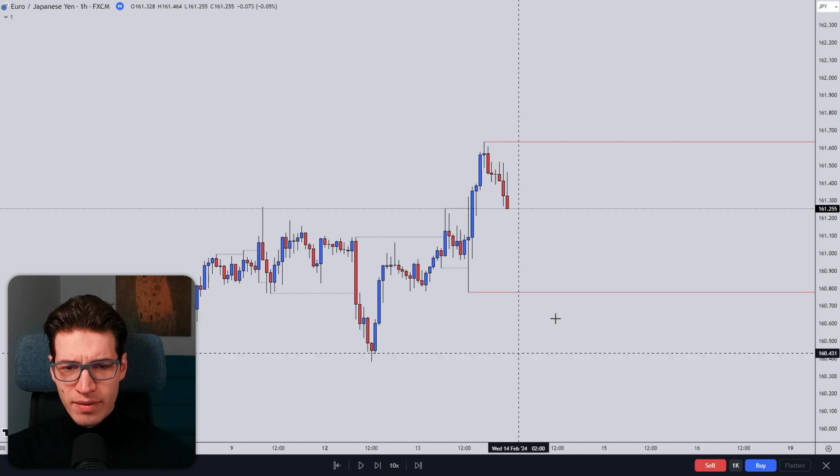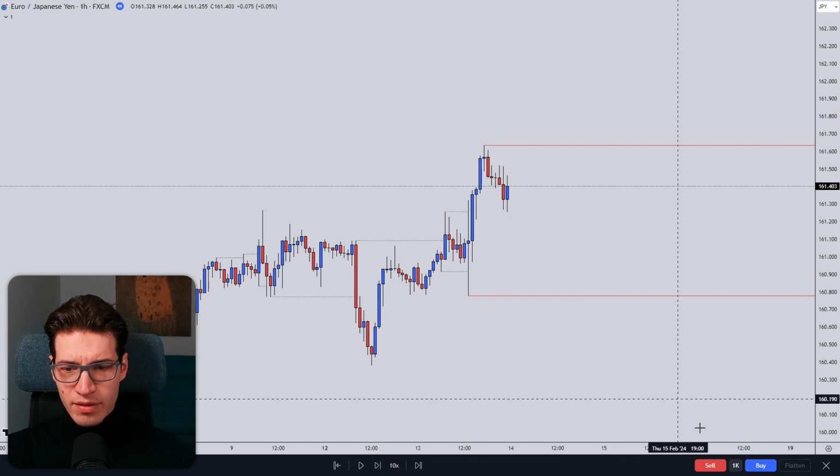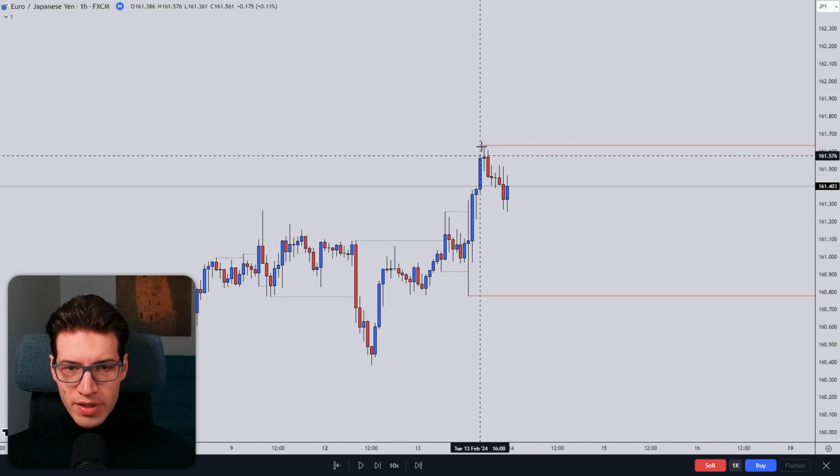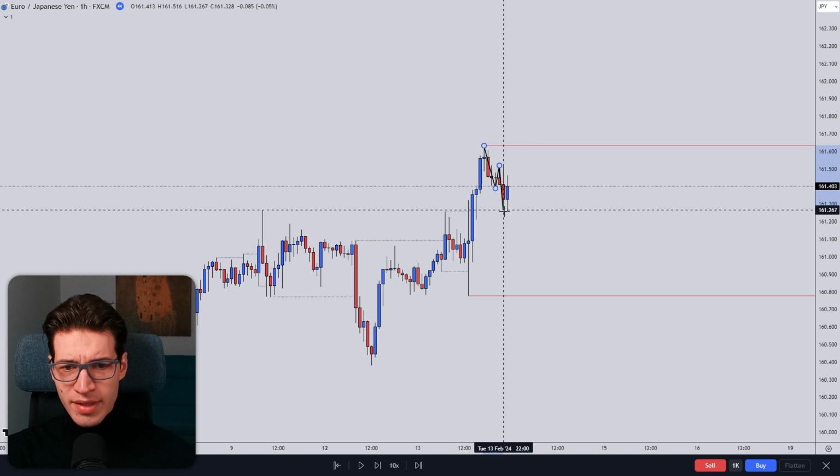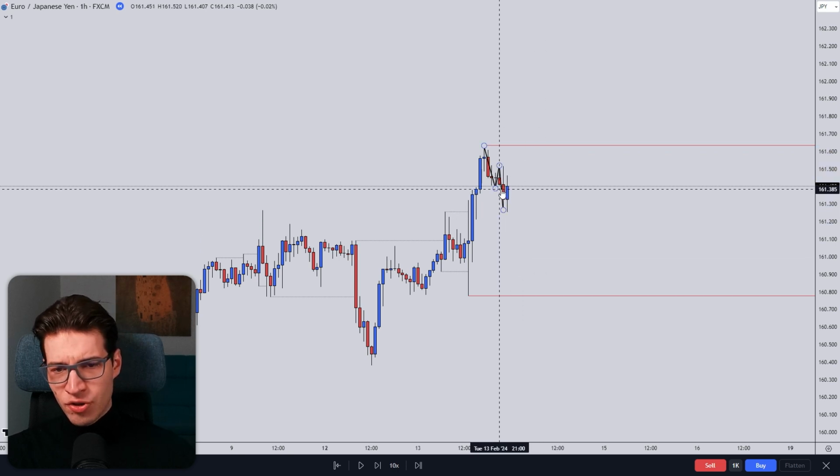So let's see it. Let's play it. Okay, first high, first low, second high, second low. Blue candle is the entry candle.